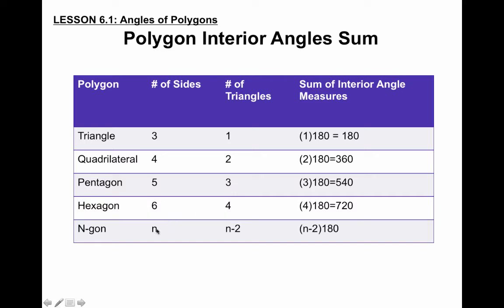What you should notice is the pattern, and the formula that you're going to want to write down here is that you take the number of sides minus 2, times 180. That's going to tell you the sum of the degrees of the interior angles of the shape. So this formula right at the bottom, you definitely want to make sure that you write that down.